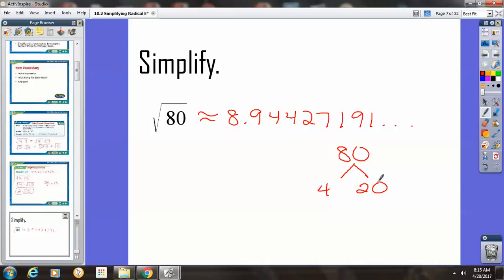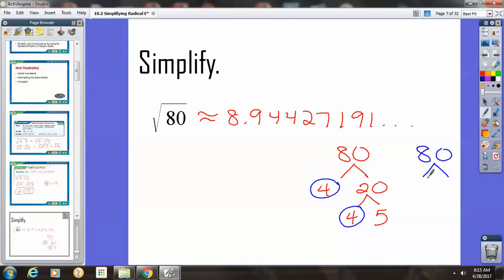Now, can 20 be broken down again? Yes. What number from our list goes into 20? 4. Did everybody see that? 4 went into 80, 4 times 20, but 20 can be broken down. It has a number that goes into it, 4 times 5. So what I want you to do is multiply those perfect squares. What is 4 times 4? 16. All right, so let's go back.